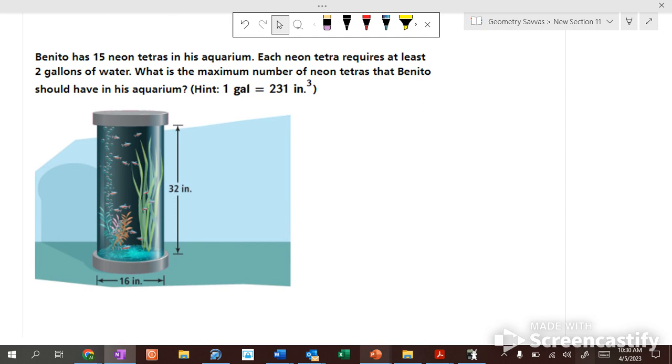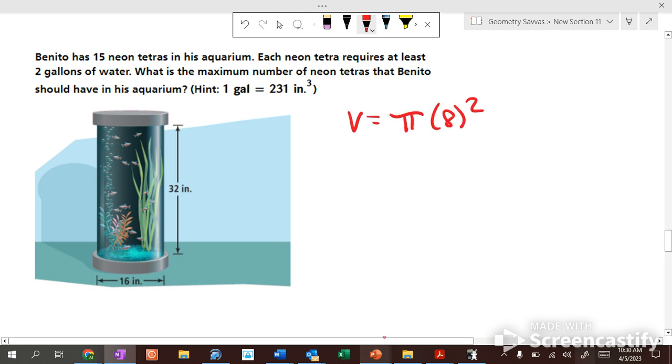All right. Benito has 15 neon tetras in his aquarium. Each neon tetra requires at least 2 gallons of water. What's the maximum number of neon tetras that Benito could have in this aquarium of his? All right, so here's your gallons equals that many cubic inches. So, what's the radius of this? 8 inches. So, the volume of this equals pi times 8 squared times 32.